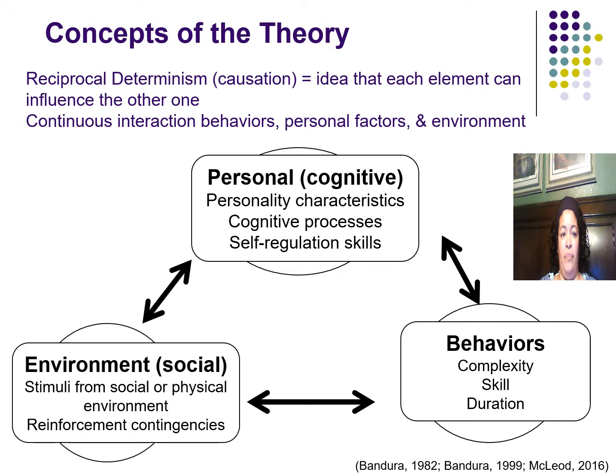Reciprocal determinism is the idea that there's a dynamic and reciprocal interaction between the person, environment, and behavior. In it, the personal factors include the biology, genetics, and personality characteristics. Cognitive processes include the processes that I explained before, like attention, remembering, and self-regulation skills. The environment consists of stimuli from both the social and the physical environment, as well as other reinforcement contingencies.